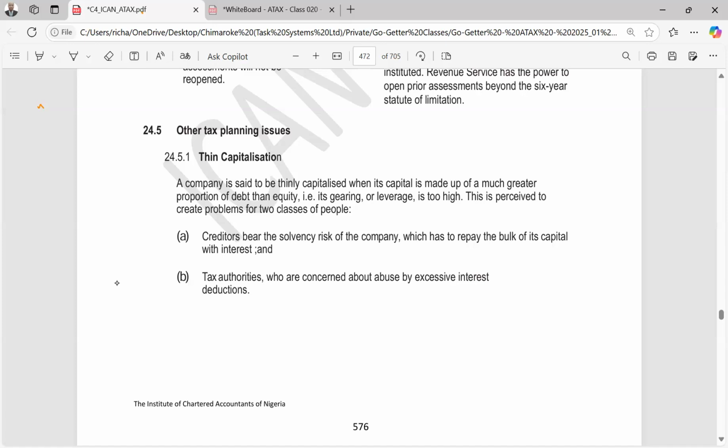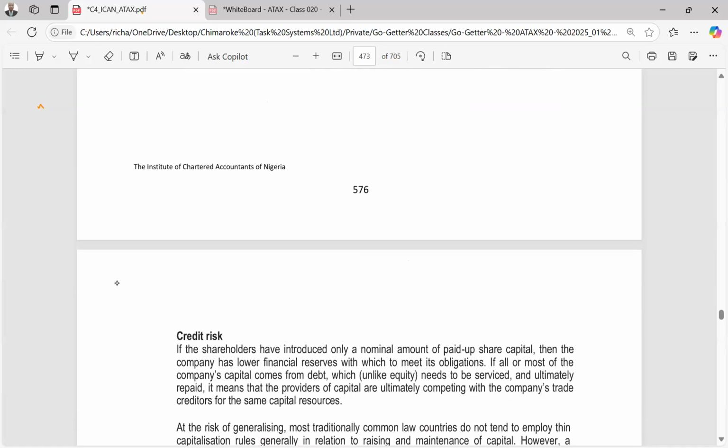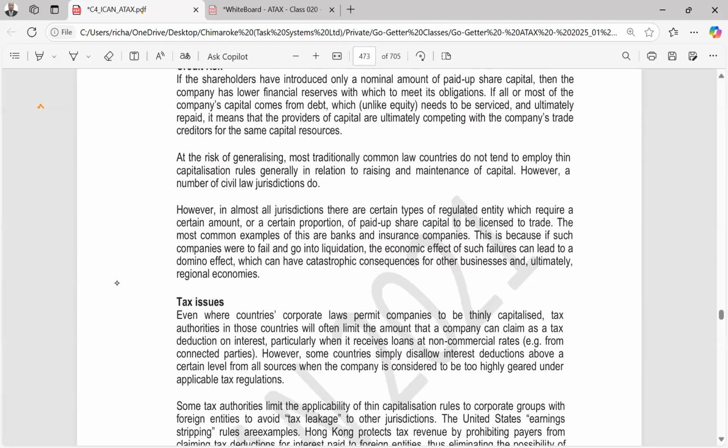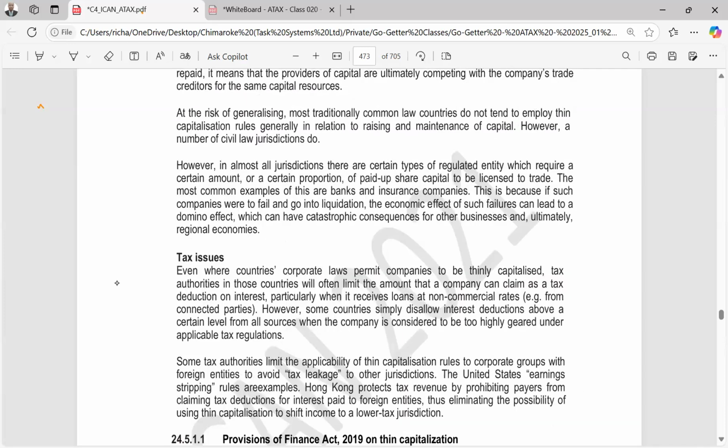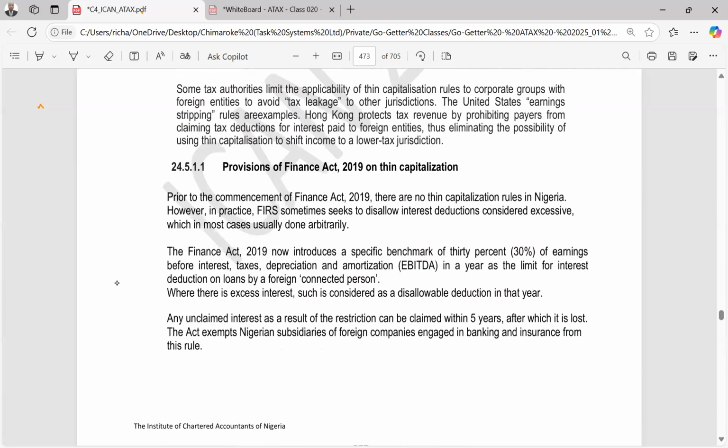And let's say the country is not paying more than 5 or 10% tax. You're going to be paying less tax here. And it deprives the Nigerian government the rightful enjoyment of your tax. So those things I explained are in credit risk and tax issues.